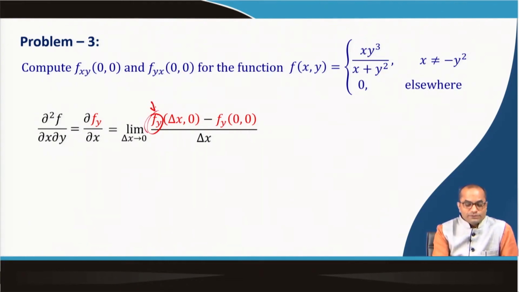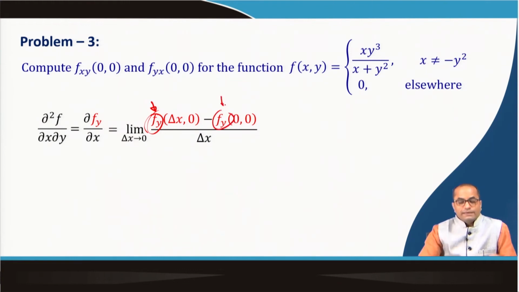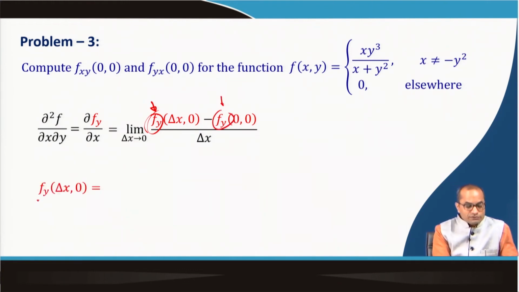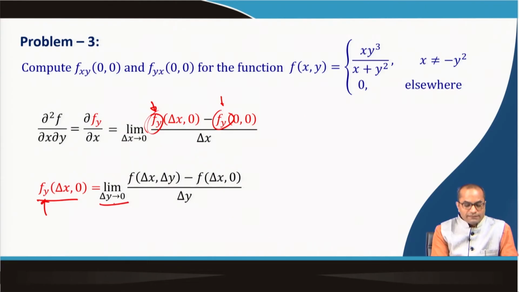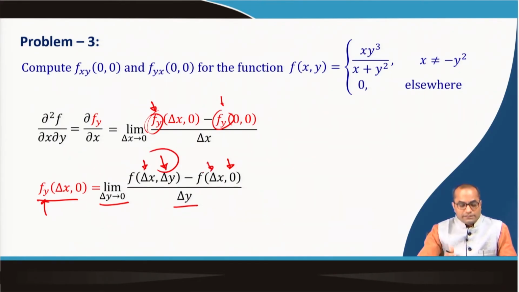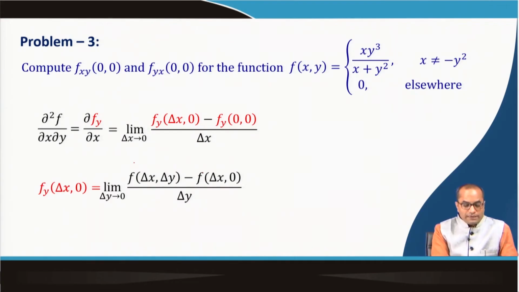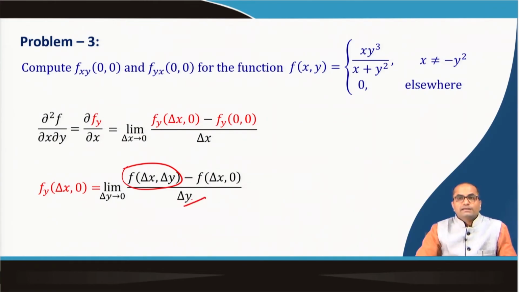So, we have to compute this f_y at (0, 0). Let us do that. So, f_y at (Δx, 0), because it is with respect to y, we have Δy going to 0. We have the variation here in the y coordinate, and Δx remains as it is. So, here we have f(Δx, Δy) minus f(Δx, 0) divided by this Δy, and Δy goes to 0.